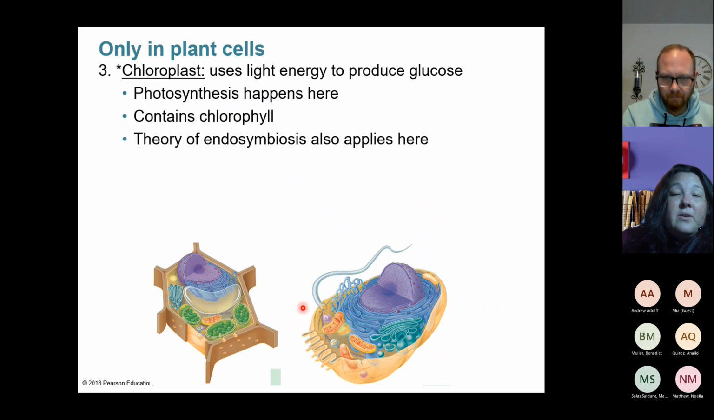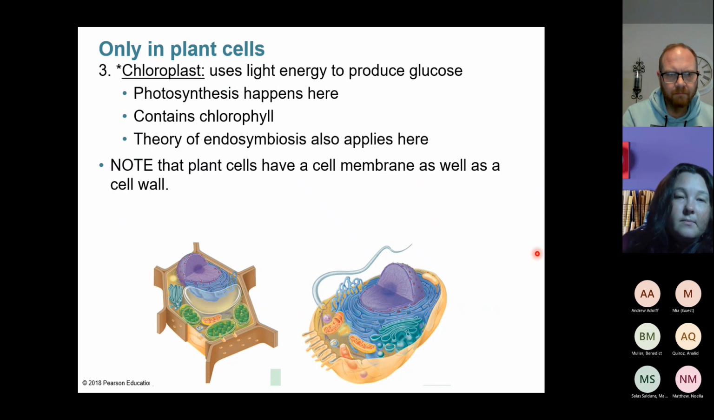The theory of endosymbiosis also applies here. Recall that theory said that mitochondria and chloroplasts used to be their own free-living organisms, but then they were engulfed by a larger cell. The smaller cell, which would be the mitochondria or the chloroplast, made energy for the larger cell, and the larger cell provided protection for the smaller cell.